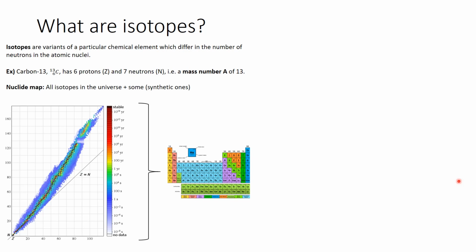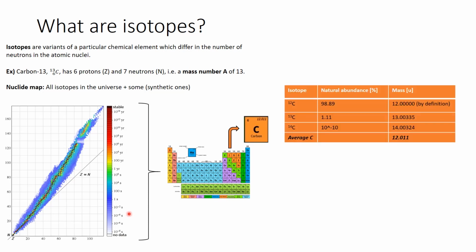A nuclide map shows us all the isotopes in the universe and can be seen as an expanded view of the periodic table. Isotopes are classified as stable if the half-life is very long, longer than we can measure. The majority of isotopes are seen to be unstable or radioactive and decay with half-lives covering a very broad range of different values. We should note that the mass given in the periodic table is an average atomic mass, weighted by the natural abundance of the different isotopes with their respective weights.